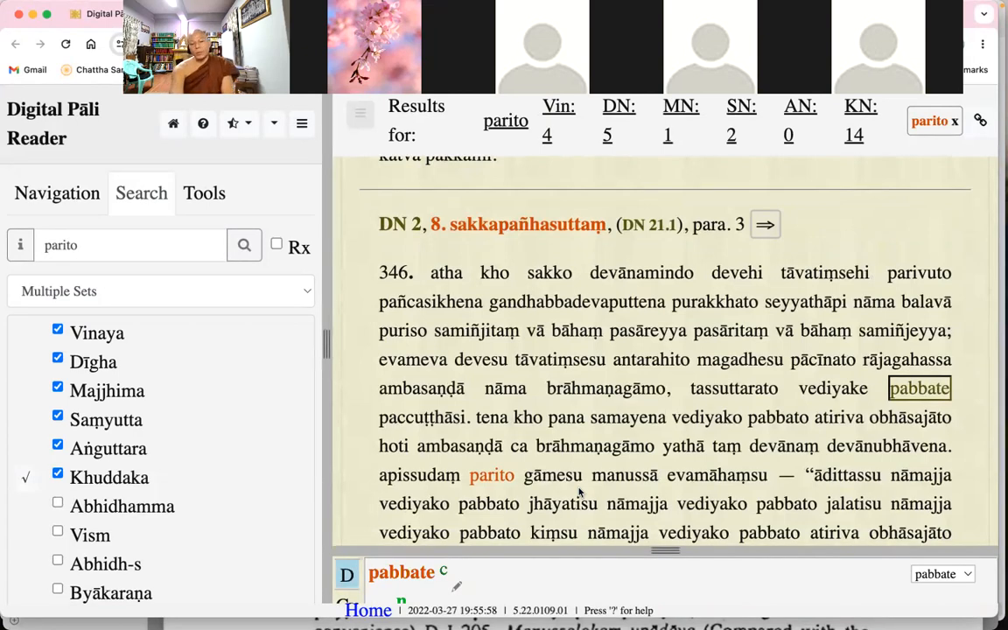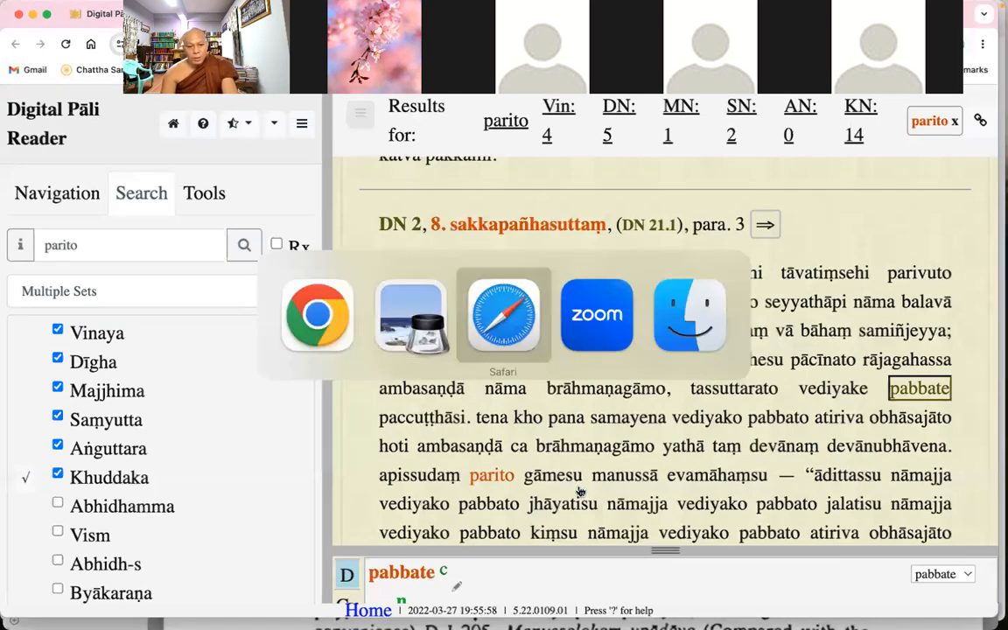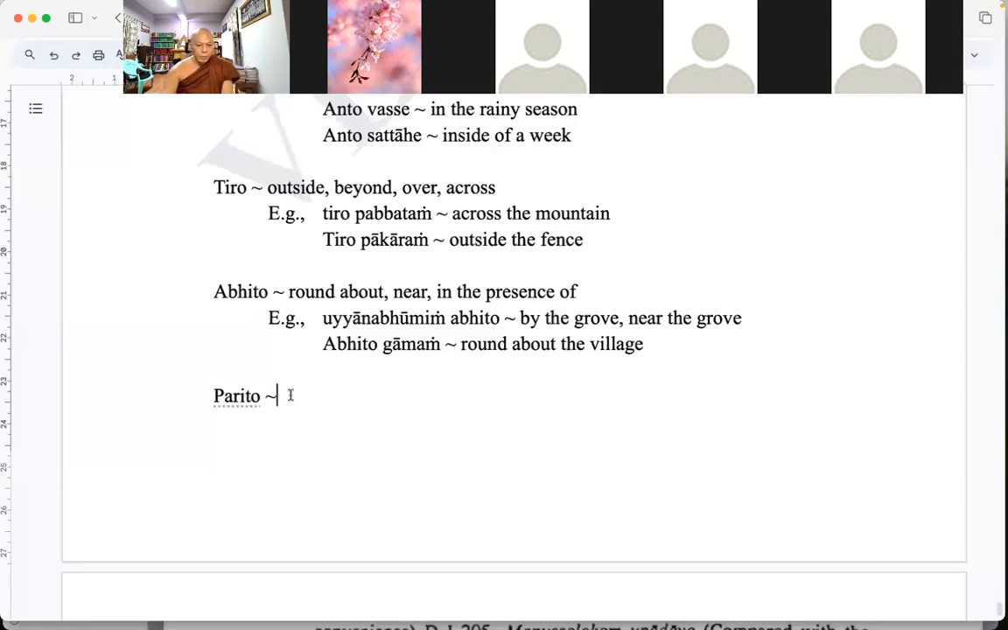But in the Kajana, with the ablative case also, or the accusative case of burrito kama. So now maybe this one should be noted. Actually, it is the same as abito, roundabout. Okay, now, so just notice better.